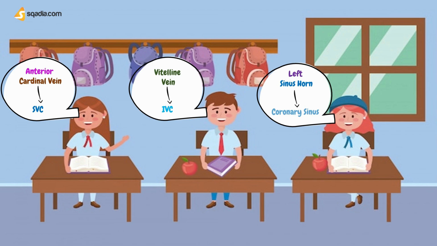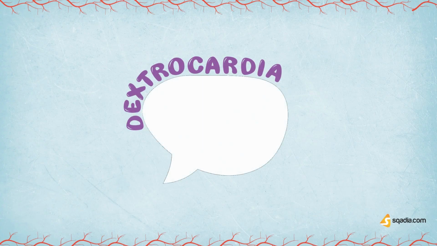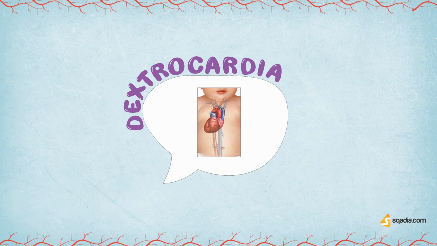Now, let's discuss one of the congenital heart defects. Many congenital heart defects occur later in development, during the division of the heart into its 4 chambers. Dextrocardia is a condition in which the heart lies on the right. In dextrocardia, the heart structures are also reversed or mirrored.